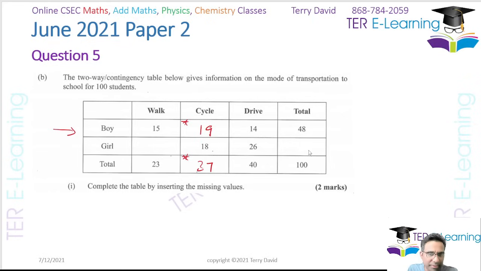Then what do we need here again? In terms of the totals, to figure out this cell here, all I need to do is take 100 minus 48, and I'm going to get 52. And then to get this cell here, there are two ways you can work this. Either we just take 23 and subtract 15, or we can take 52 minus 18 and then subtract 26. So I'm just going to take 23 minus 15.